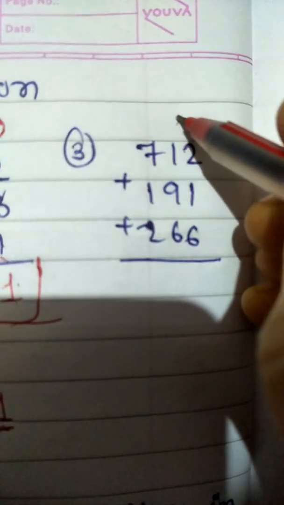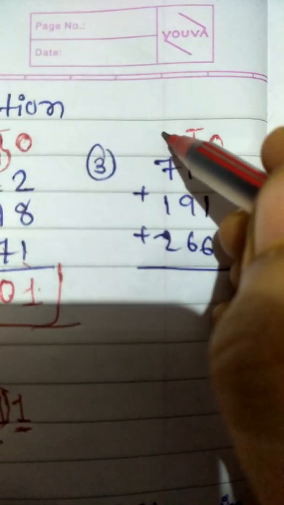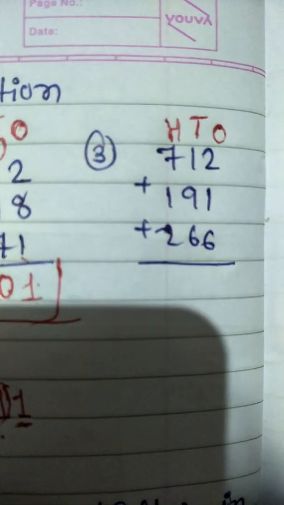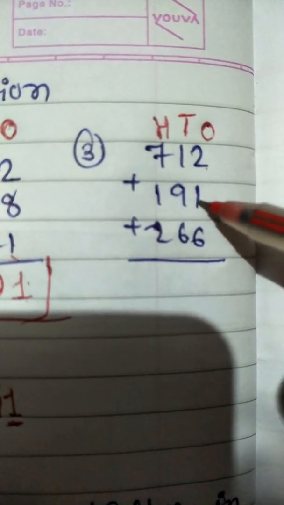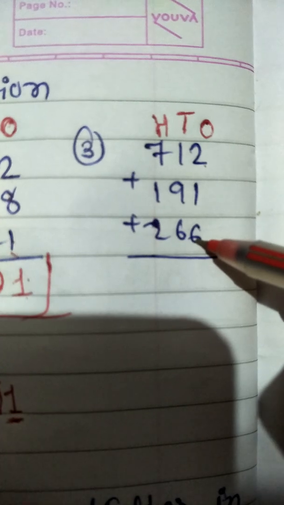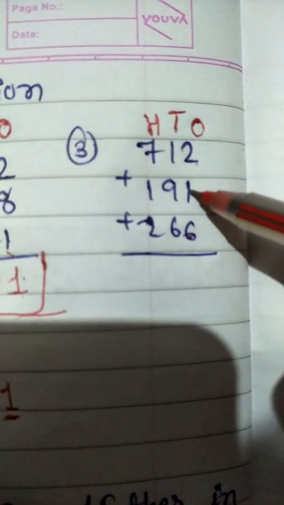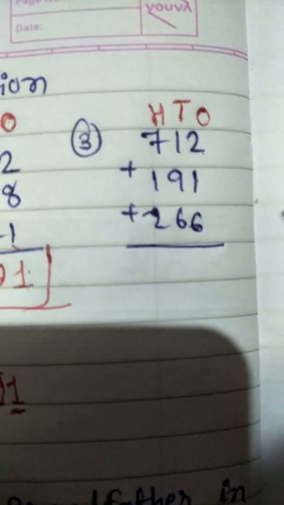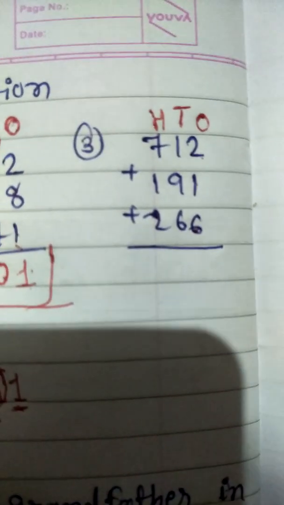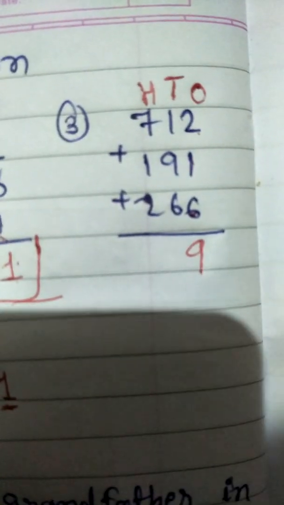So ones, tens, hundreds. 2 plus 1 plus 6. Okay, so 2 plus 1, 3, 3 plus 6, 9. So there is no carry, nothing. 9 is a simple number, so we can directly write 9. Okay, done.